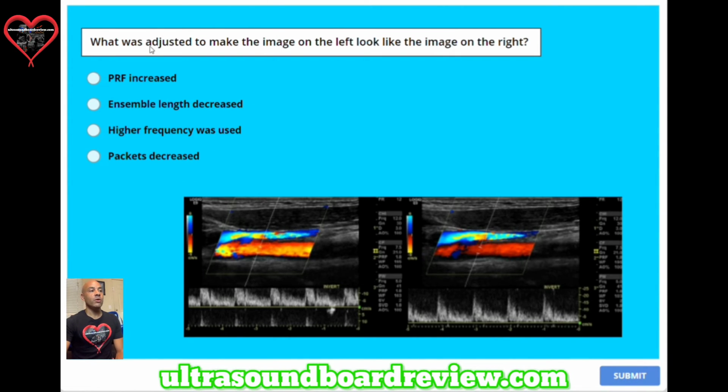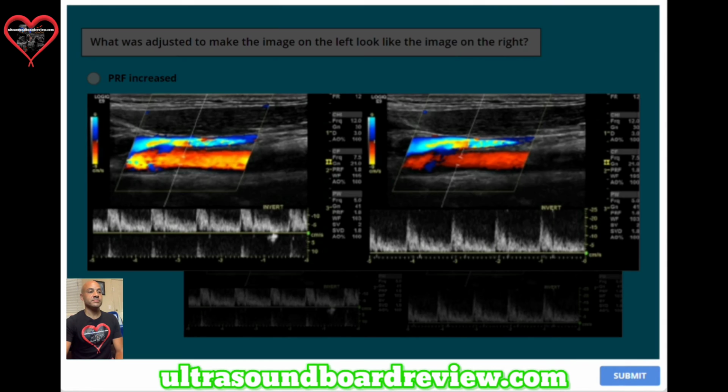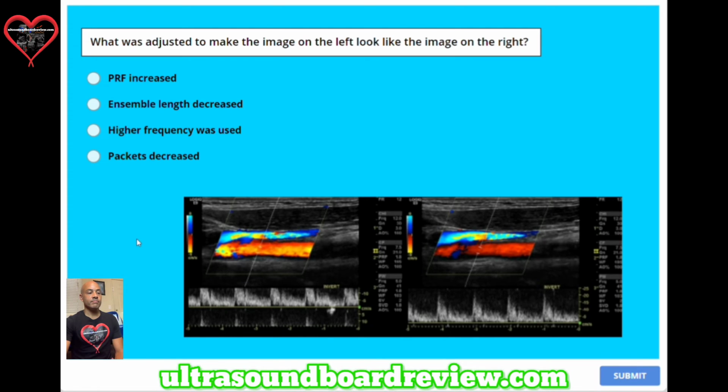Question 23. What was adjusted to make the image on the left look like the image on the right? A, PRF increased. B, ensemble length decreased. C, higher frequency was used. Or D, packets decreased. The answer is A, the PRF increase.